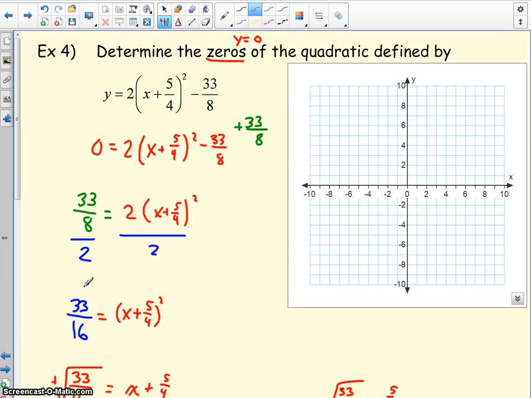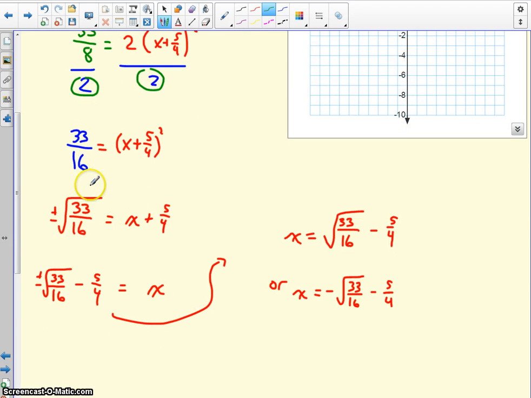Okay, let's run through the steps here. Now, again, y is equal to 0, so I need to try to rearrange the equation, solve for x. So I added 33 over 8 to both sides of the equation first. So I got 33 over 8 equals 2 bracket x plus 5 over 4 squared. Then I divided both sides of the equation by 2. So when I did that, simplifying the left side, I got 33 over 16. Then I took the square root of both sides of the equation. Cannot forget my plus or minus here when we take the square root, otherwise I lose one of the solutions. And then I subtracted 5 over 4 from both sides.